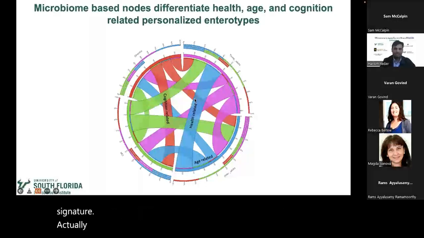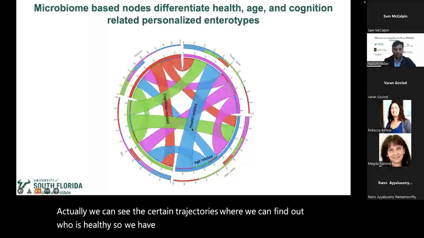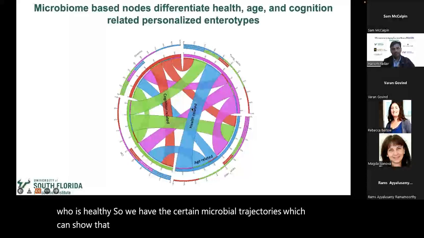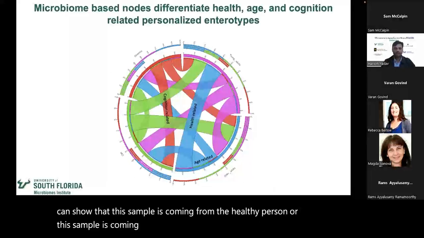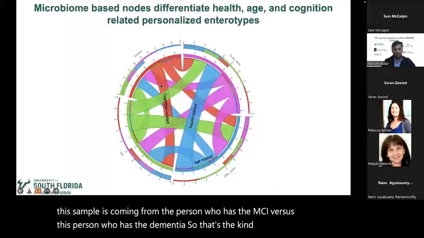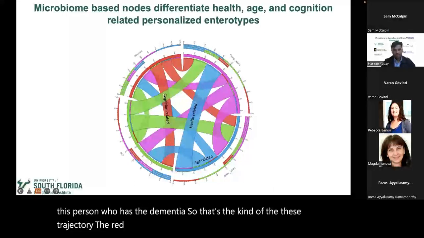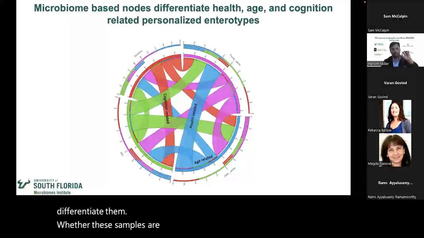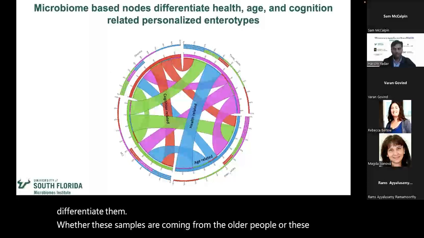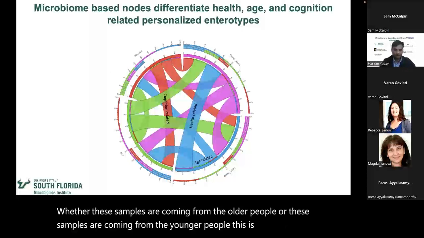Actually, we can see certain trajectories where we can find out who is healthy. So we have certain microbial trajectories which can show that this sample is coming from a healthy person, or this sample is coming from a person who has MCI versus a person who has dementia. So that's the kind of trajectories. The red ones are showing the cognitive-related, the health-related trajectories. We can also differentiate whether these samples are coming from older people or from younger people. This is a simplified presentation.